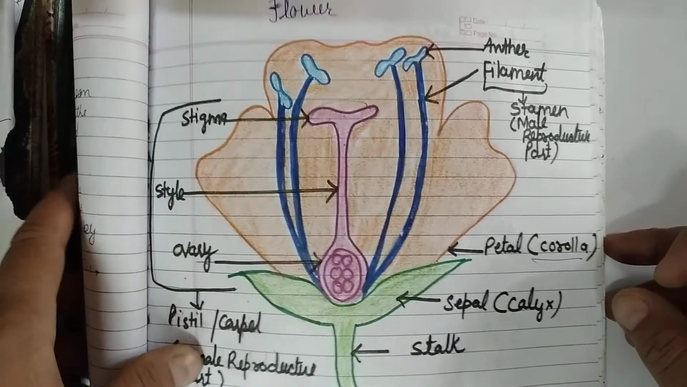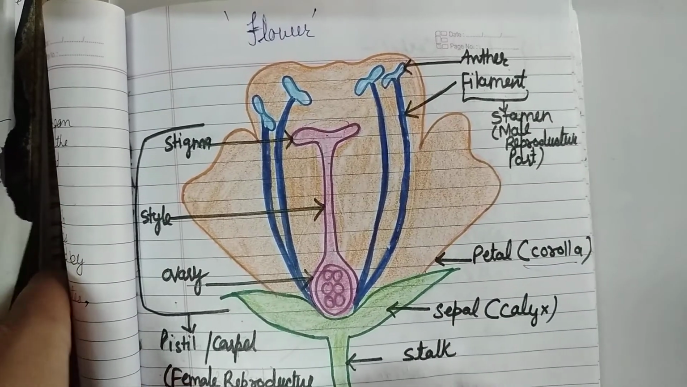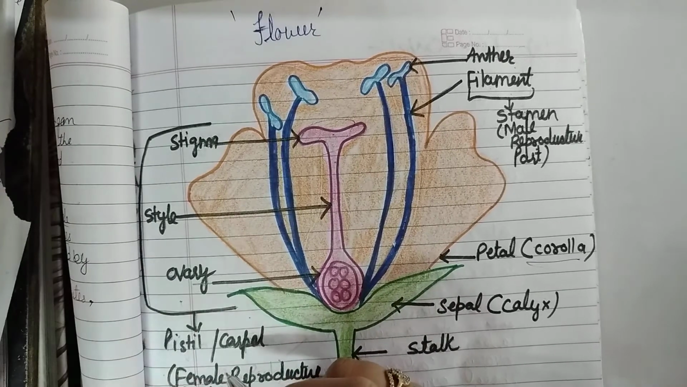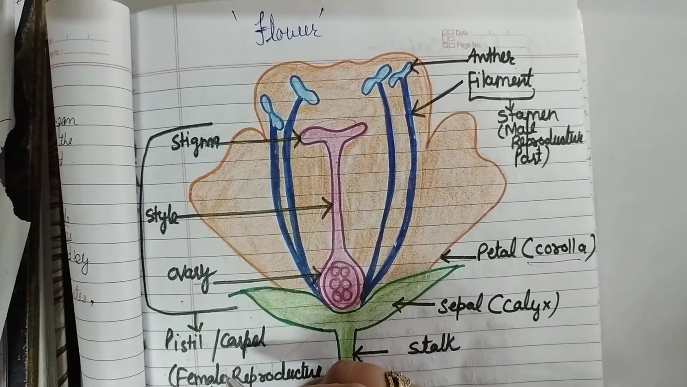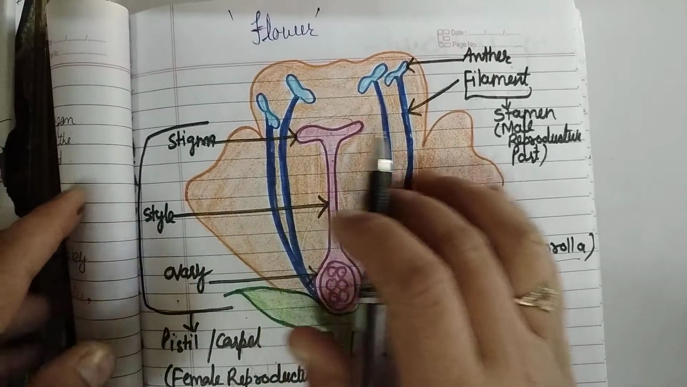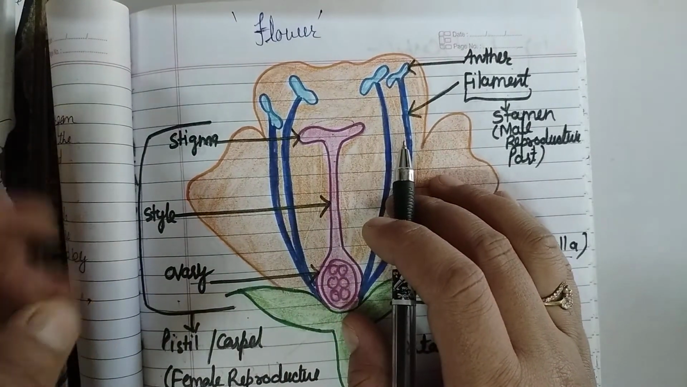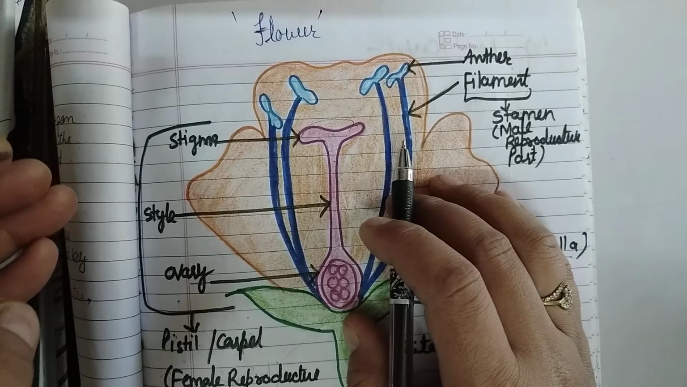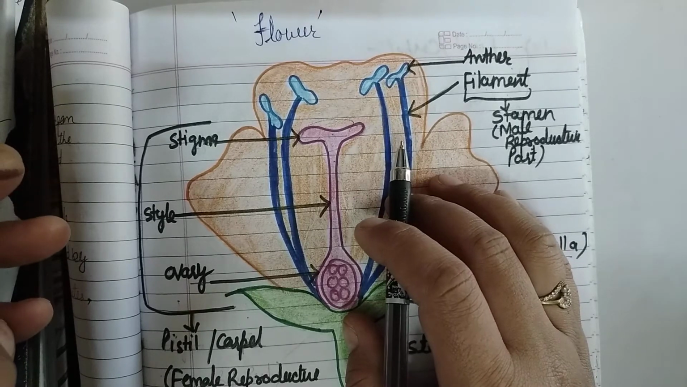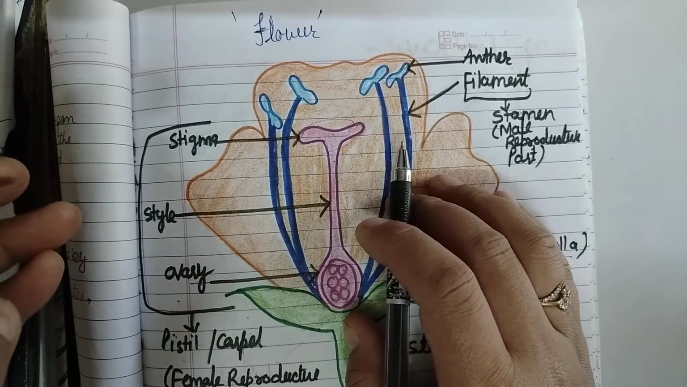Hello students, today we are going to discuss sexual reproduction in plants, a mode of reproduction in which two parents or two gametes are involved. It is the most common mode of reproduction in flowering plants, and involves the fusion of two reproductive cells called gametes. And in flowering plants, the flower is the reproductive organ of a plant.